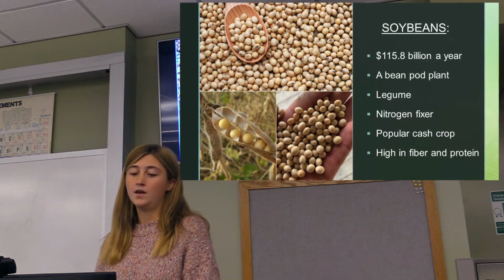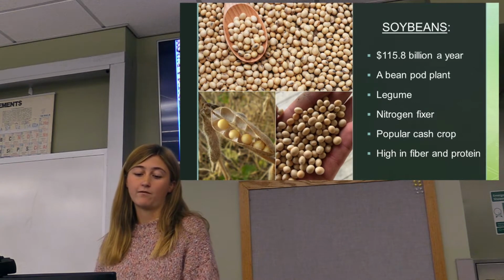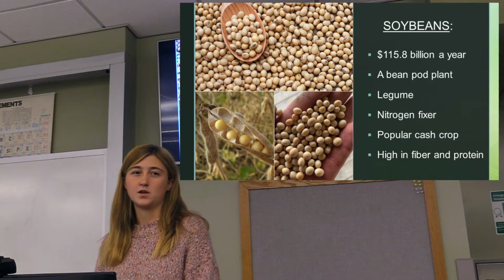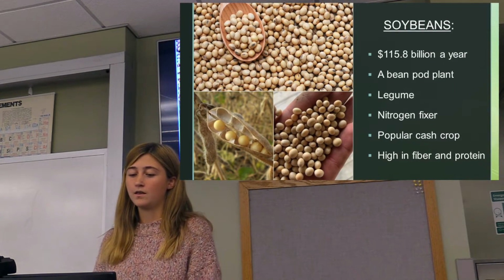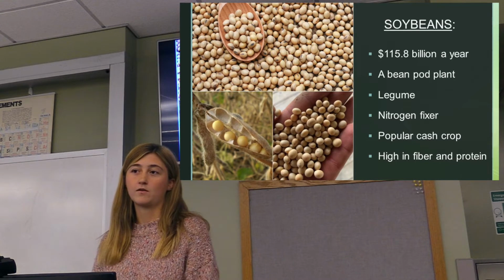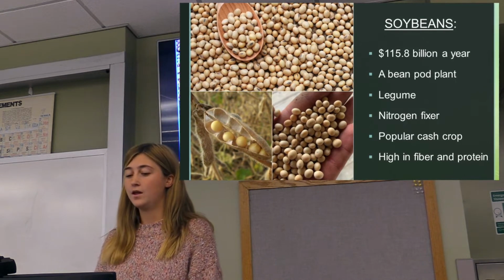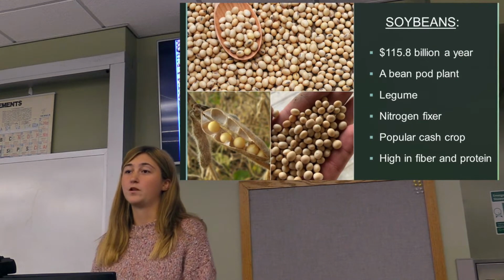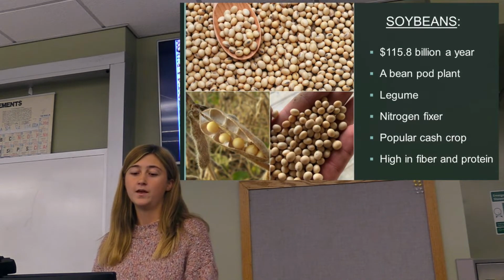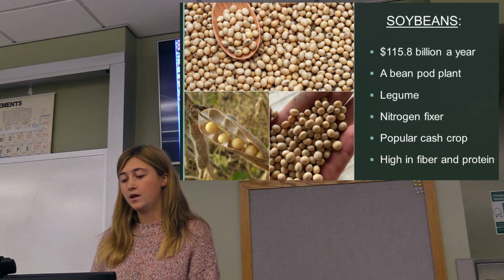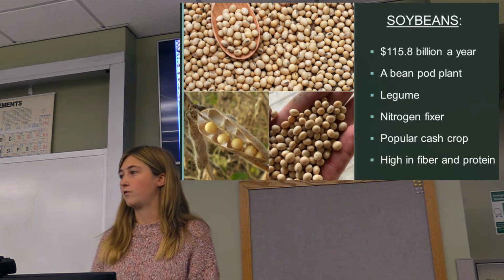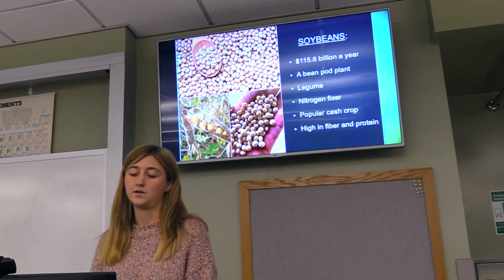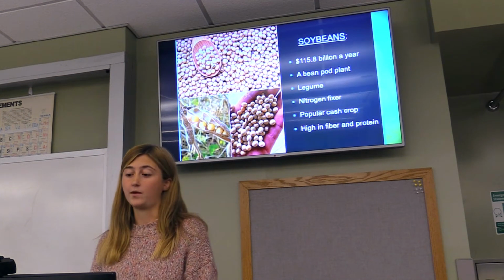They are a bean pod plant with about 5 or maybe 6 beans in the pod. 5 is more typical, 6 is if they're really healthy. They're a legume, which means that they are a nitrogen fixer, so they put nitrogen back in the soil after they die. And like I was saying before, they're a popular cash crop. Along with corn, they're probably the top 2 cash crops grown in the world. And they're high in fiber and protein, so this is good for people with low meat diets, or people who are vegetarians or vegans that don't have the protein from the meat that they would be eating.